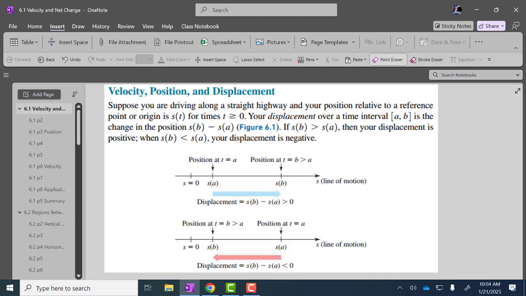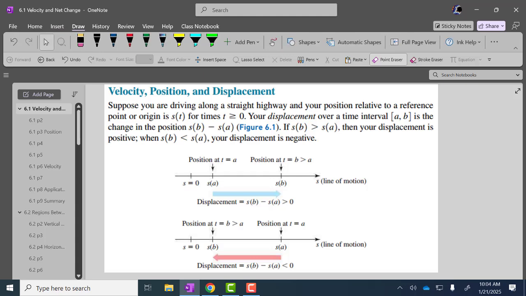But in this class, motion on a line, positives to the right, negatives to the left. When you get into physics, of course, sometimes you'll do vertical. Positive is up and negative is down. But for us, positives to the right, negatives to the left. And we are going to look at the position at time A and time B. And what we're imagining is the location on this number line.